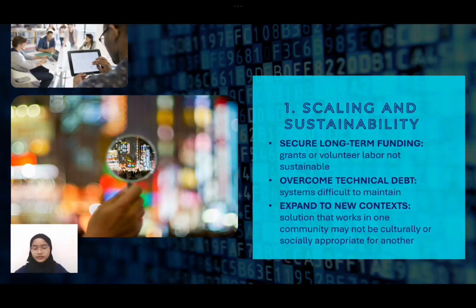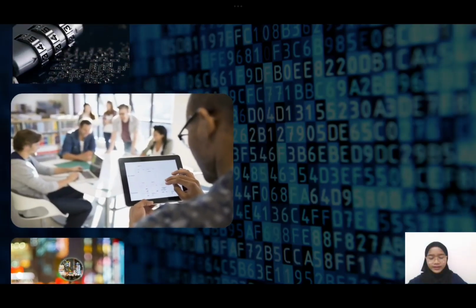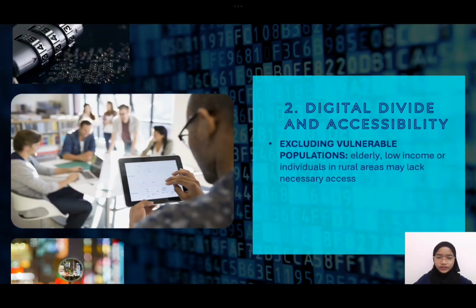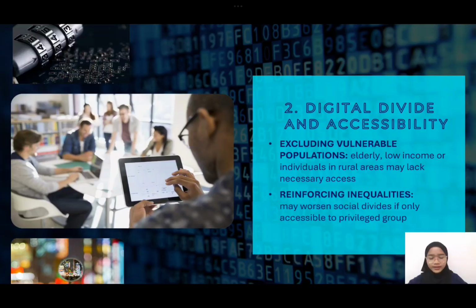Next, projects must tackle the digital divide and accessibility. This means avoiding the exclusion of vulnerable populations like the elderly or low-income individuals who may lack access. Projects must also be careful not to reinforce inequalities.